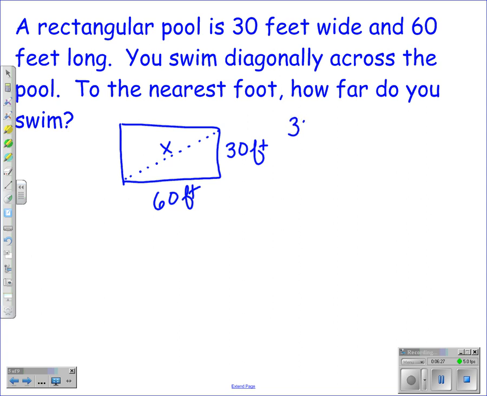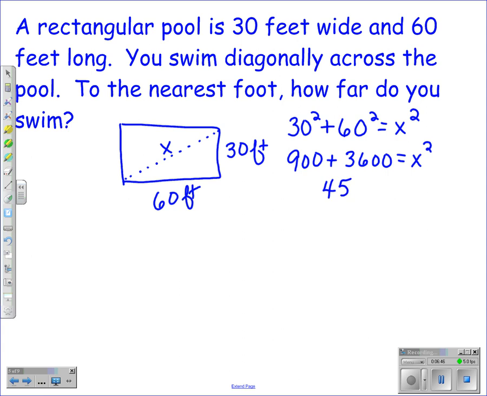So we have 30 squared plus 60 squared, those are our 2 legs, equals x squared, our hypotenuse. Now 30 squared is 900, 60 squared is 3600, equal to x squared. When we add those together, we get 4500 equals x squared. And you can literally pick up your calculator, take the square root of 4500, and that gives me 67.08 equal to x, and that's a plus minus.